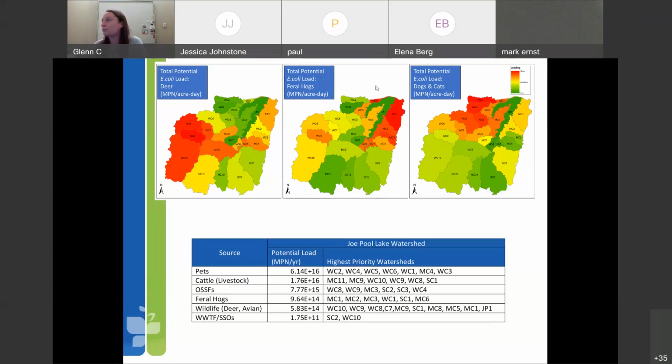some rangeland. Feral hogs are mainly going to be found in your riparian buffers out over here, and this is the state park. And then your dogs and cats, this is mainly in your urbanized area, and this is going to be like North Mansfield, Arlington, Grand Prairie, and then some unincorporated area.